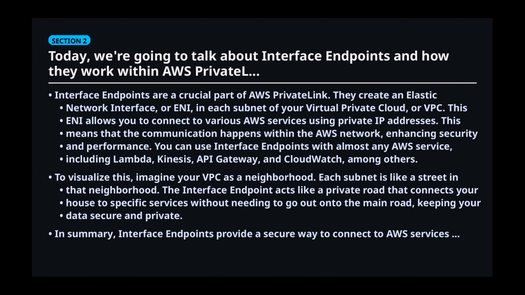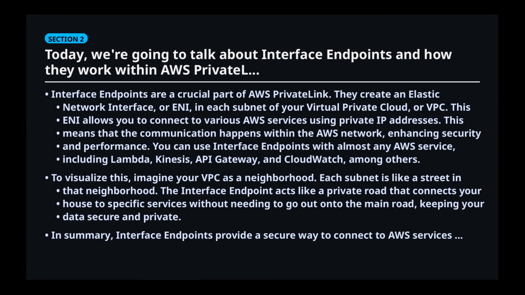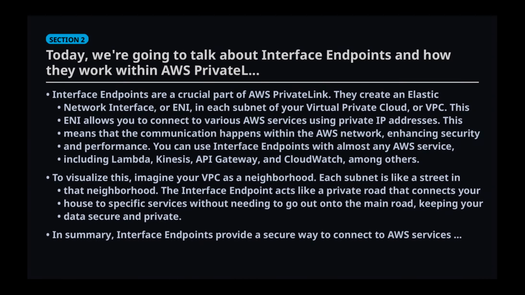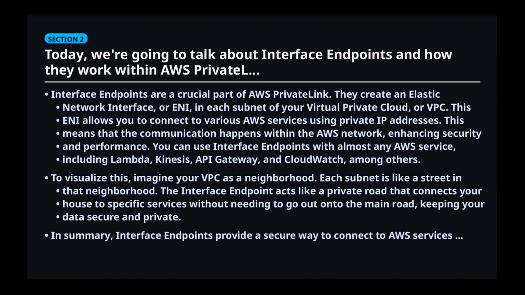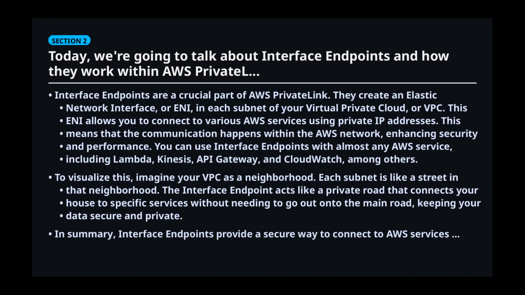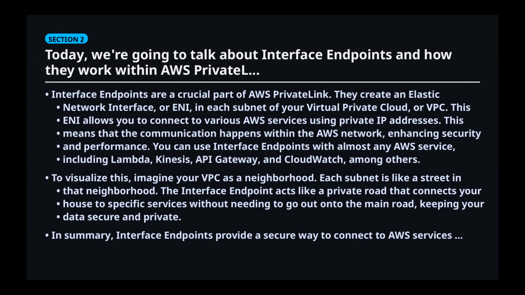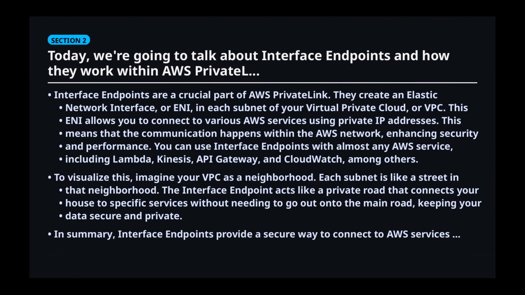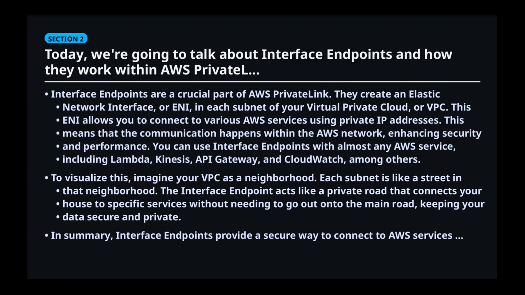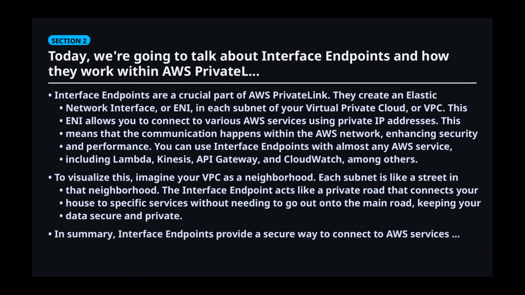Interface endpoints are a crucial part of AWS PrivateLink. They create an elastic network interface, or ENI, in each subnet of your virtual private cloud, or VPC. This ENI allows you to connect to various AWS services using private IP addresses. This means that the communication happens within the AWS network, enhancing security and performance. You can use interface endpoints with almost any AWS service, including Lambda, Kinesis, API Gateway, and CloudWatch, among others.